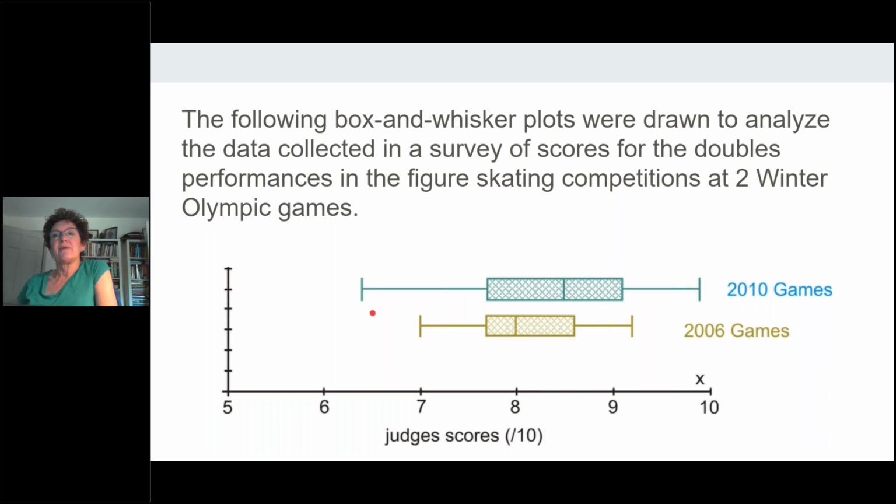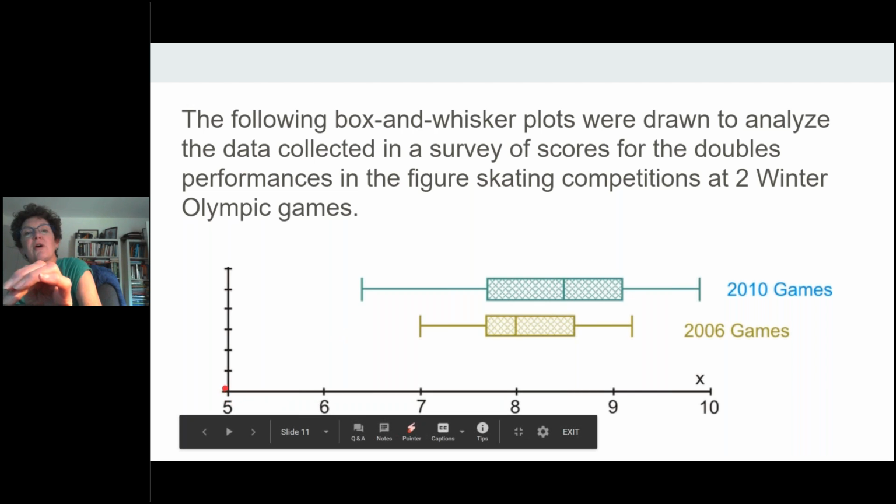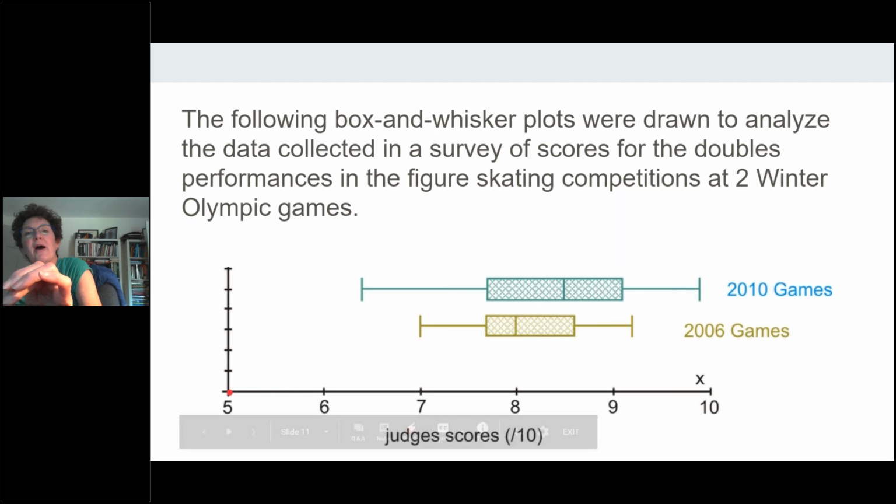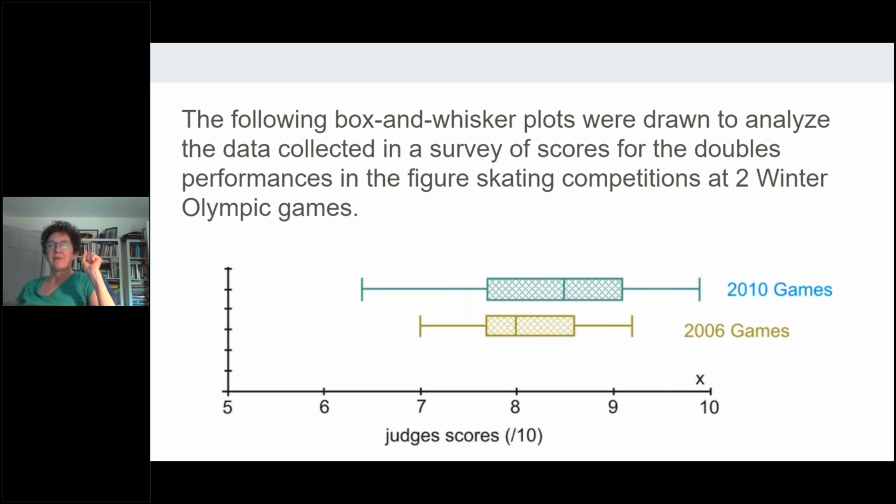Another thing that's interesting to me about this particular plot is notice where this one starts. It starts at 5, not at 0. The football team weight one did as well. It started at 150. So if you're creating your own box and whisker plot, you don't have to start at 1 and go up by 1. You can create it so that it makes sense to you as long as you use a reasonable scale and are consistent with your scale.